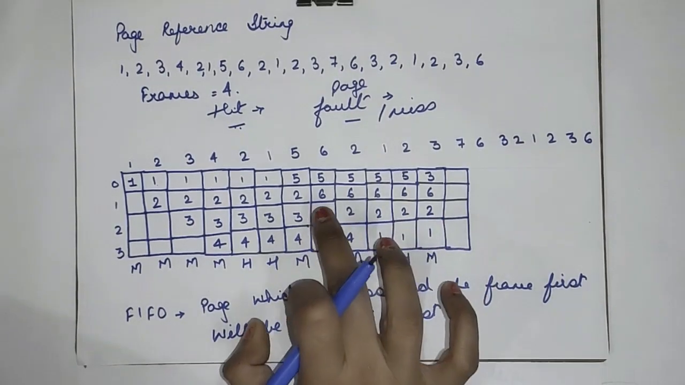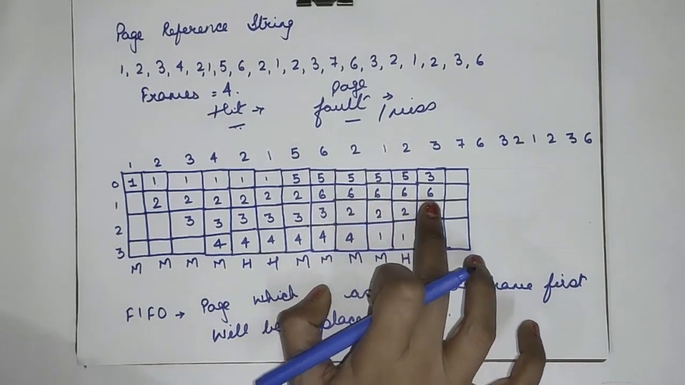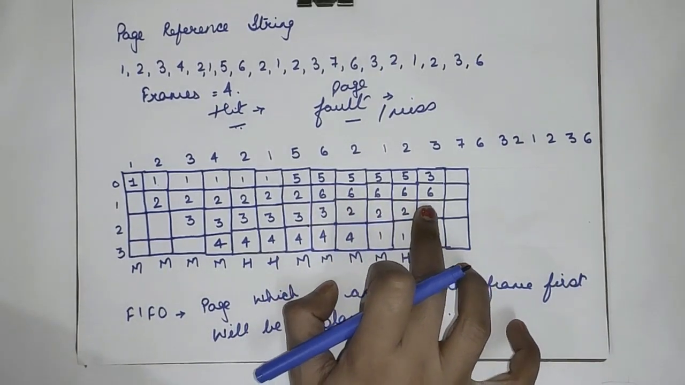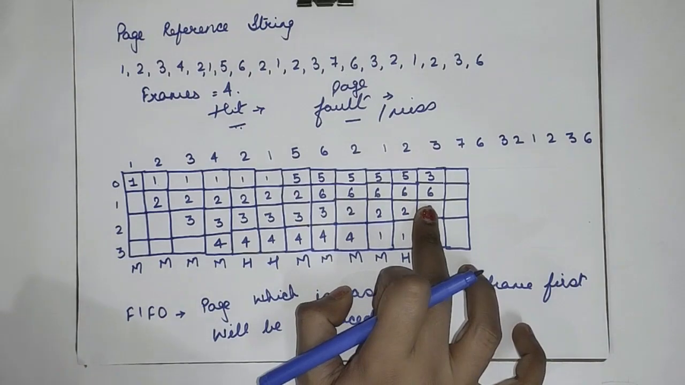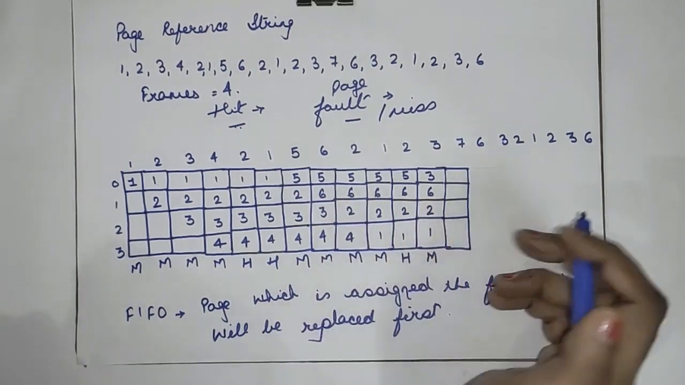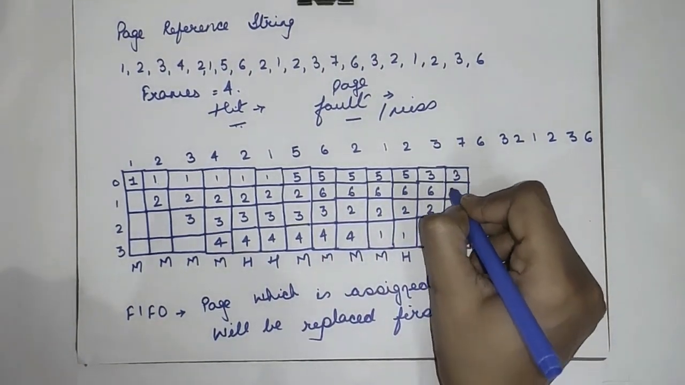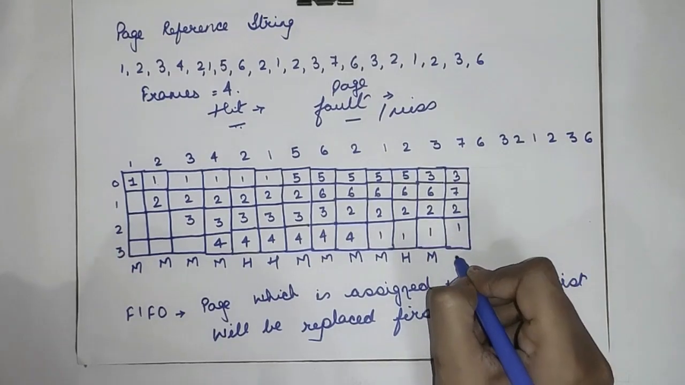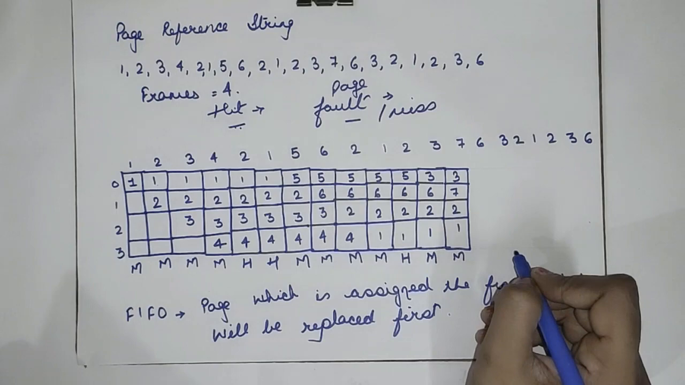So which is the oldest page? 6, because 6 has been here for the longest time. So what are we going to do? I am going to remove 6. So 3, 7, 2, 1. And here again what did I get? I got a page miss.